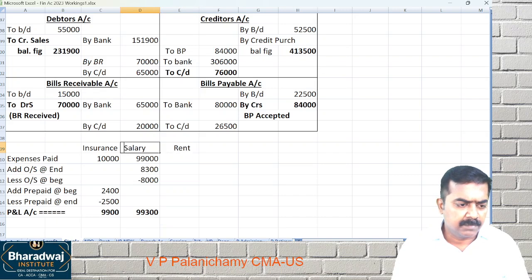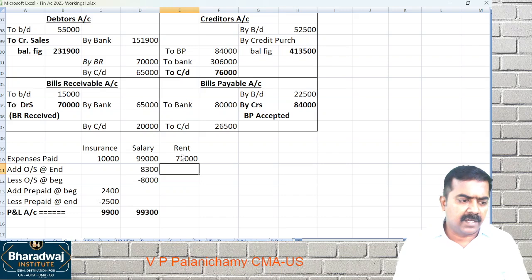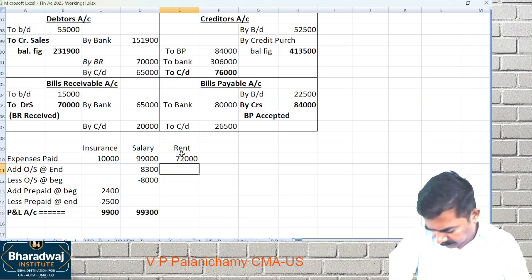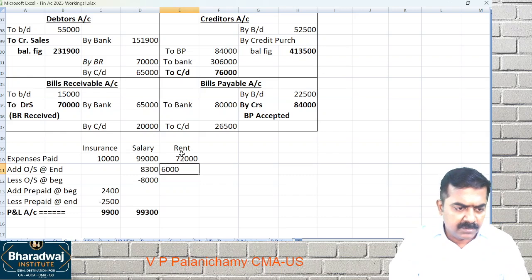Rent பாருங்க. Rent paid 72,000. Outstanding at the end of the year 6,000, sir. Outstanding at the beginning of the year also 6,000 now. 72,000.